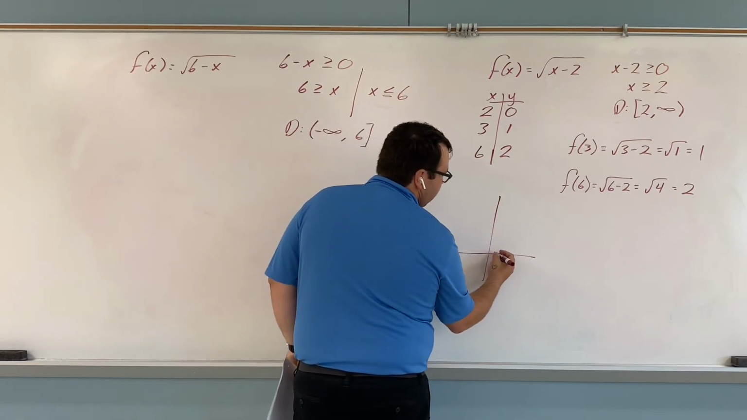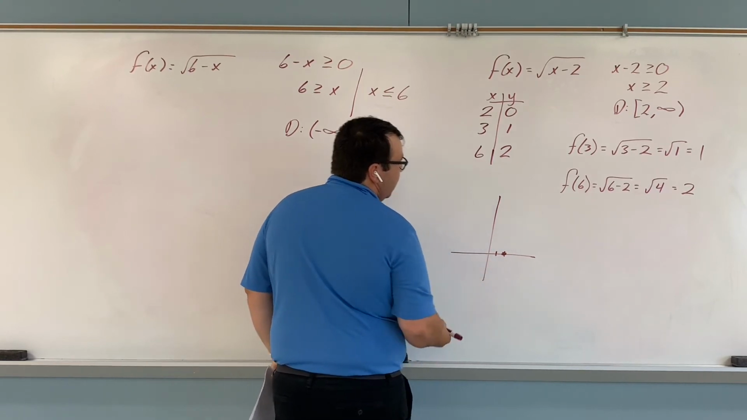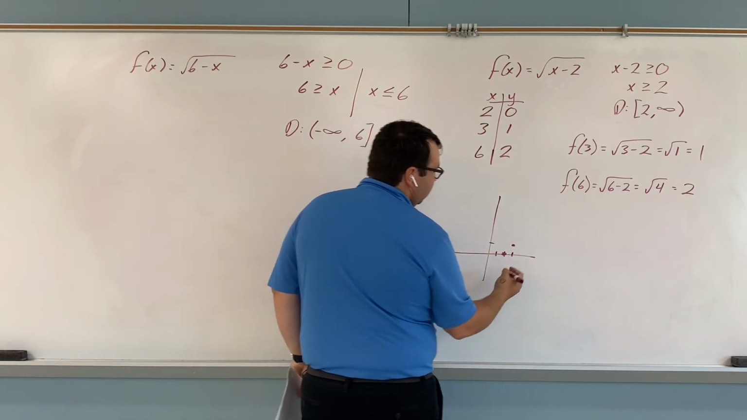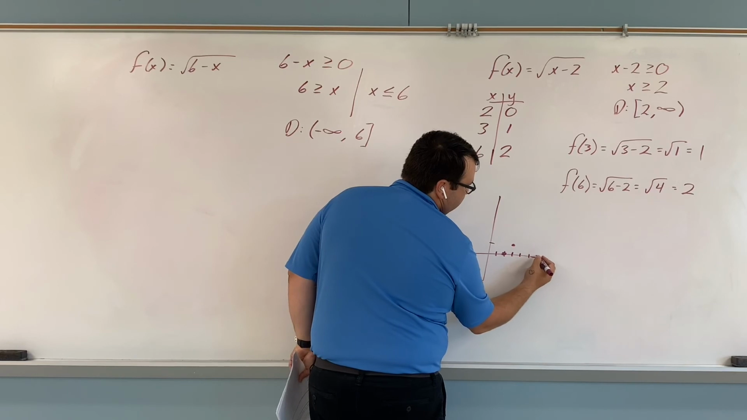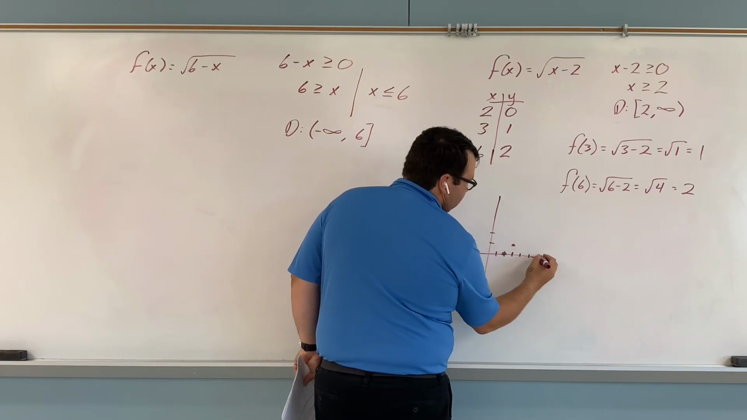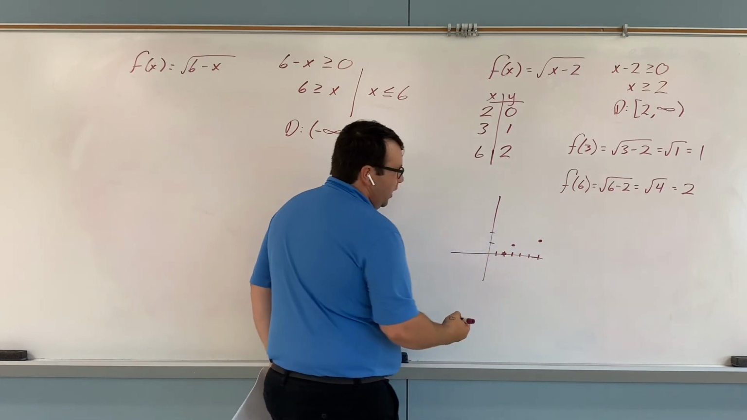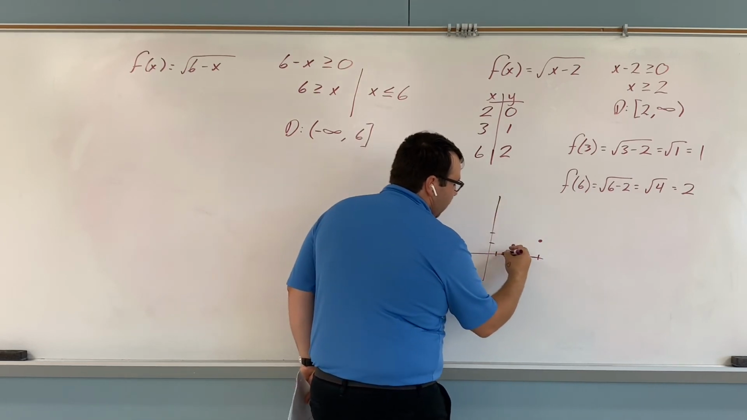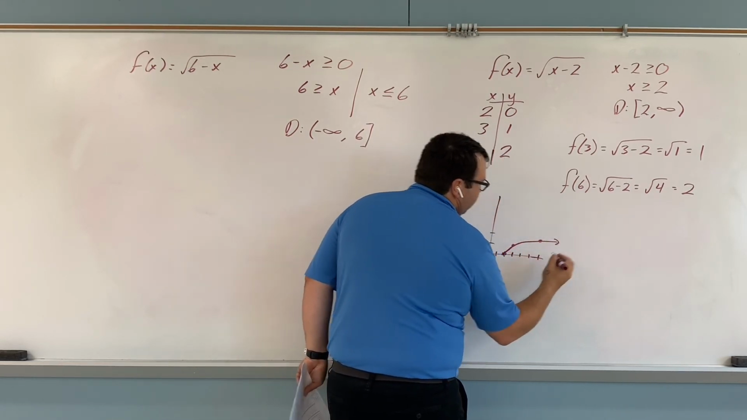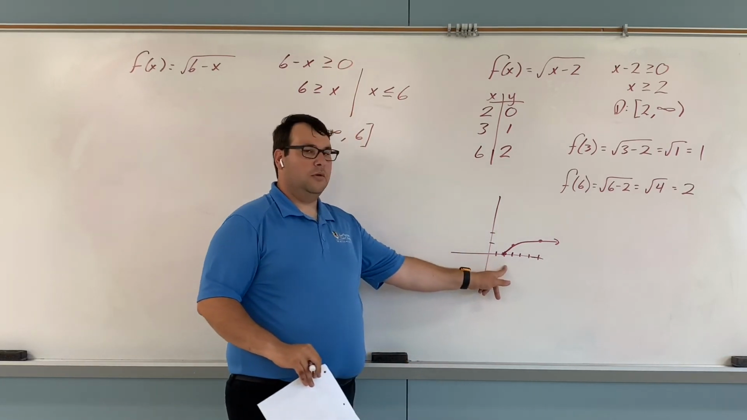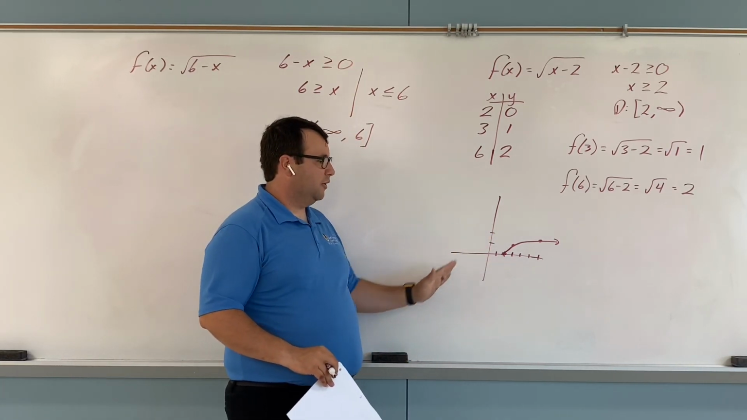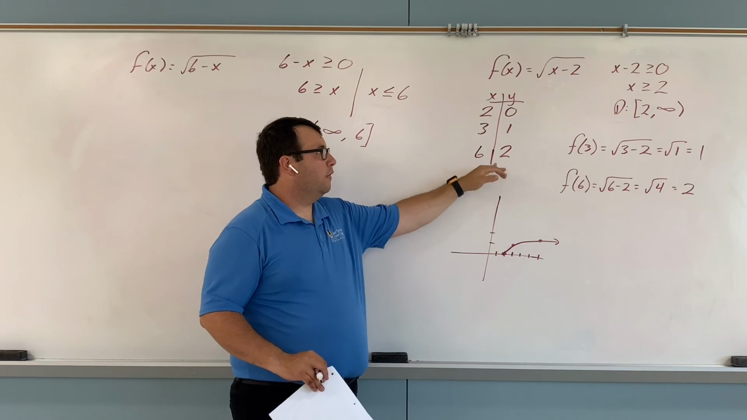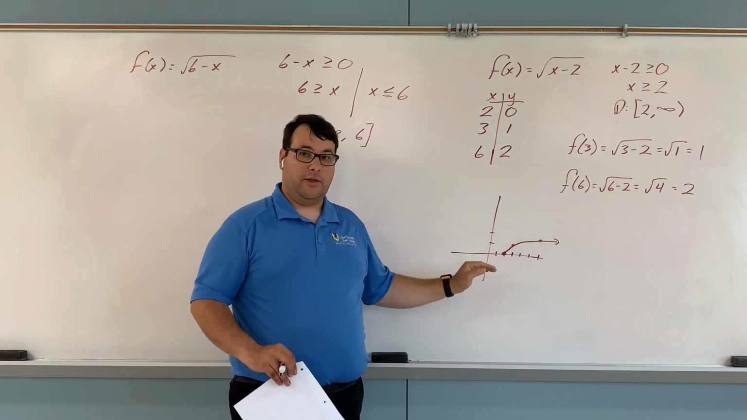So at 2, 0, I have a point. At 3, 1, I have a point. At 6, 2, I have a point. So that's 3, 4, 5, 6, and 2. There's my point. Now you might be looking at this and saying, hey, wait a minute, my curve, my line kind of bends a little bit. And you're absolutely right. Radical functions curve. So unlike a line which is straight, radical functions will curve. As your x values increase, your y values increase slowly. That's what's happening.